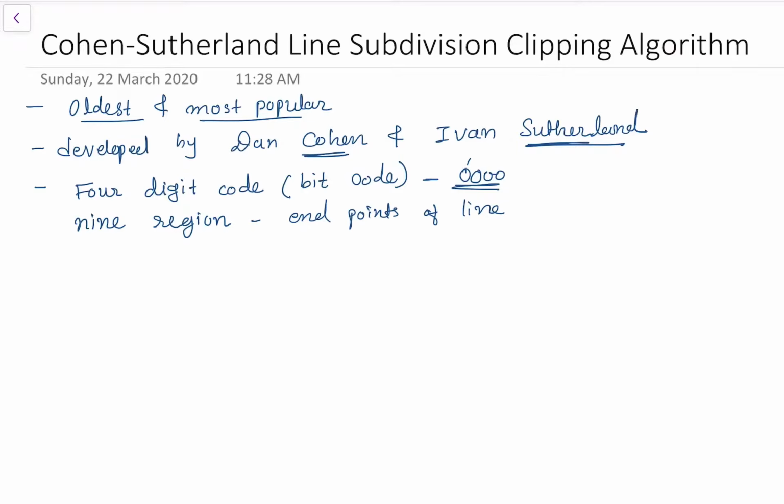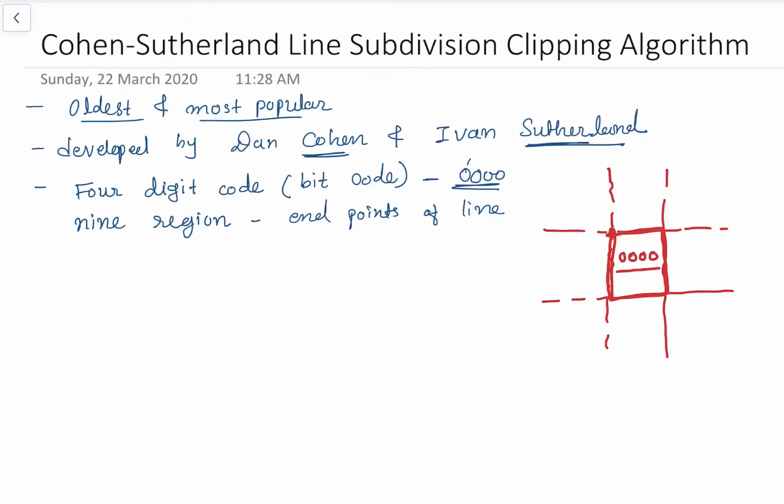For example, we have 9 regions like this, and we have to write a bit code for every region. We can say 9 regions and 9 bit codes. This is our window, so in the window it will be the 4-bit code 0000.